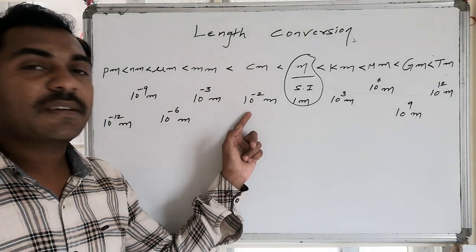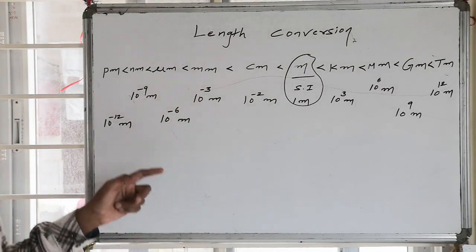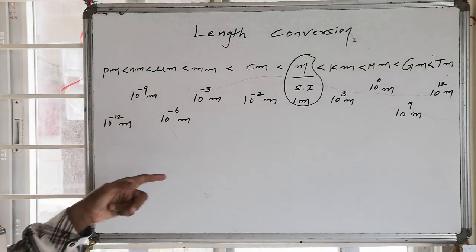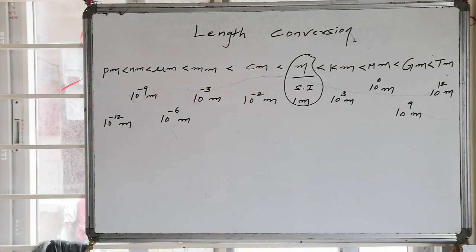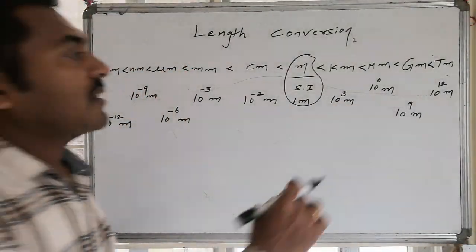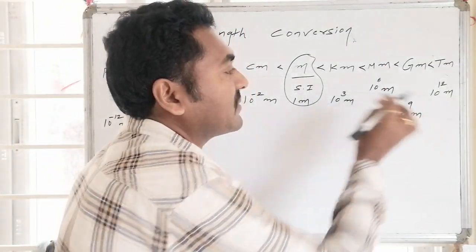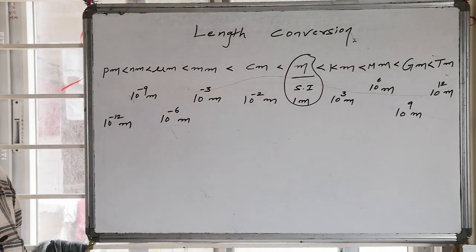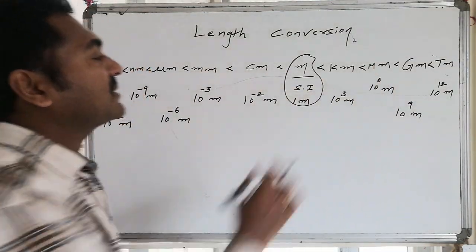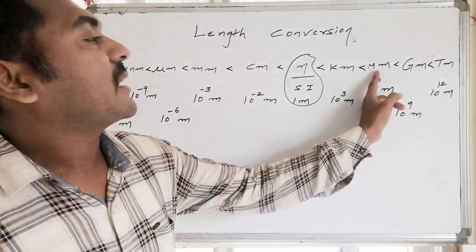Centi stands for 10 power minus 2. Milli stands for 10 power minus 3. Micro stands for 10 power minus 6. Nano stands for 10 power minus 9. Pico stands for 10 power minus 12. Similarly, kilo stands for 10 power 3, mega stands for 10 power 6, giga stands for 10 power 9, and tera stands for 10 power 12. Here the alphabets appear to be the same, here also M, here also M. This M is indicated with the small letter and this M is indicated with the capital letter.